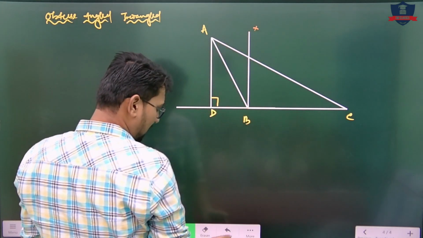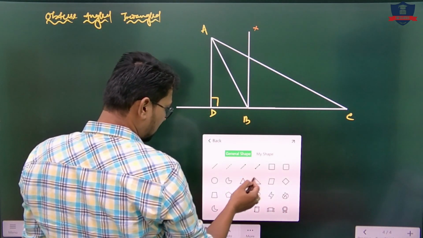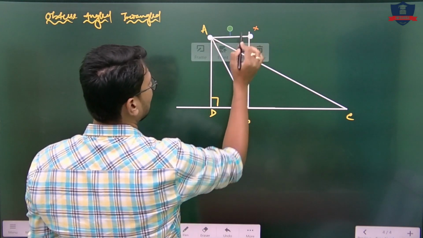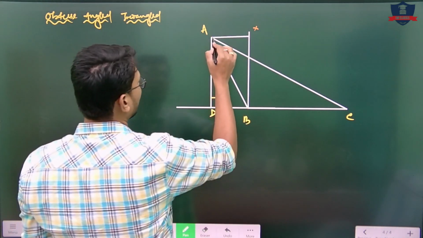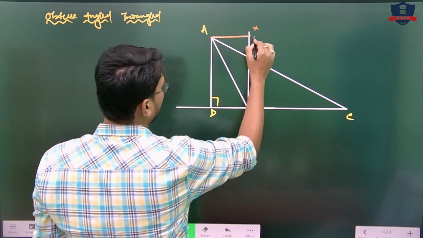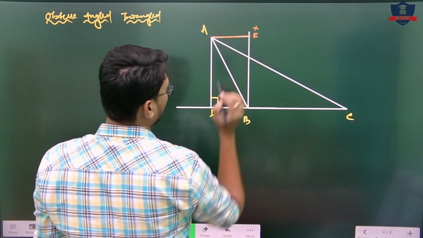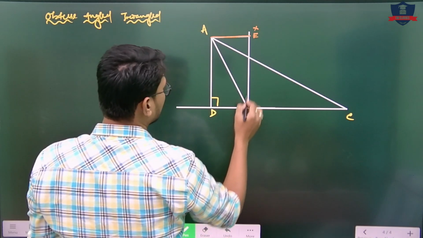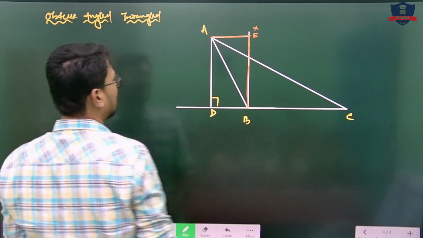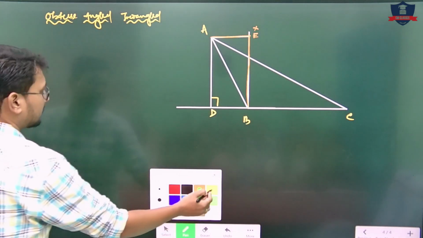BX. Similarly, another one I will draw from where? A to BX. Is that clear, everyone? Let us name the points A, B, C, D, E. This is point E, and this is B.